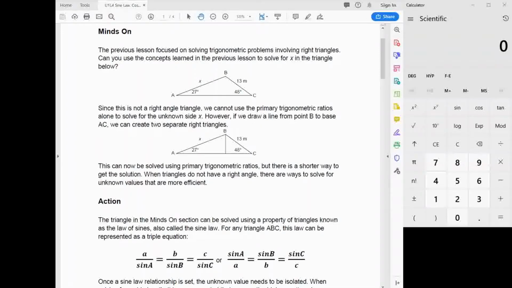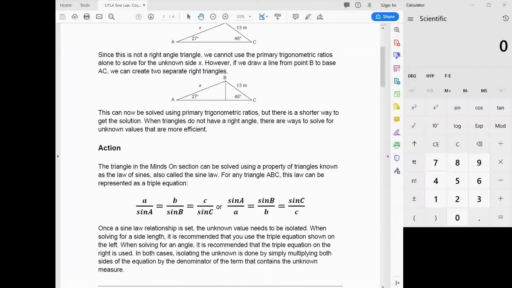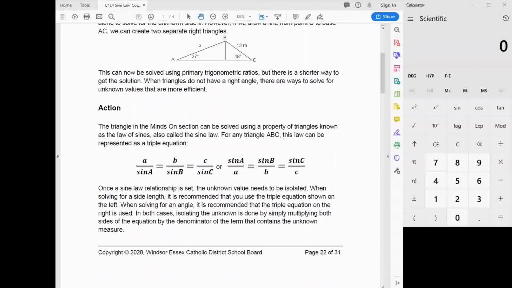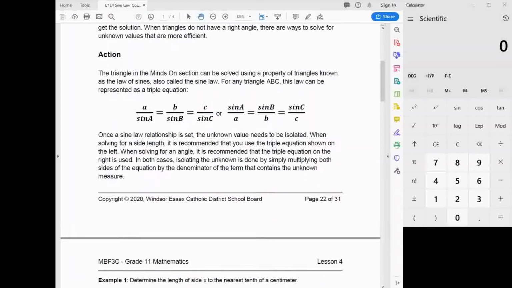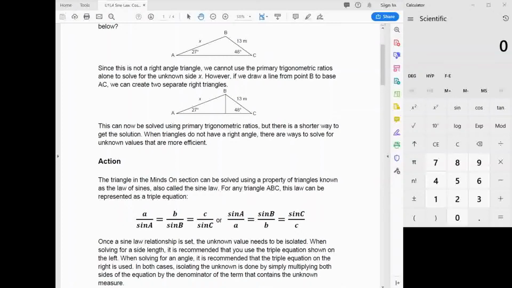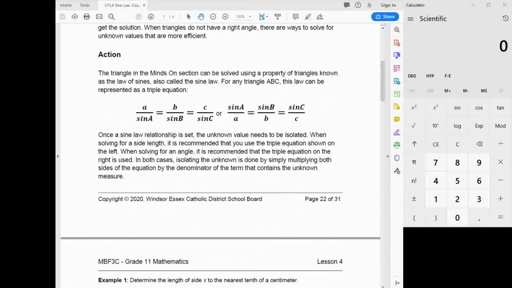However, this requires a little bit of extra steps, and there is a different way of doing this. When we have a triangle where we have two angles and a side, we can use the sine law to solve for that triangle. In fact, anytime we have an angle-side pair, or we can easily calculate an angle-side pair, we can use the sine law to solve for any other side or angle of that triangle.